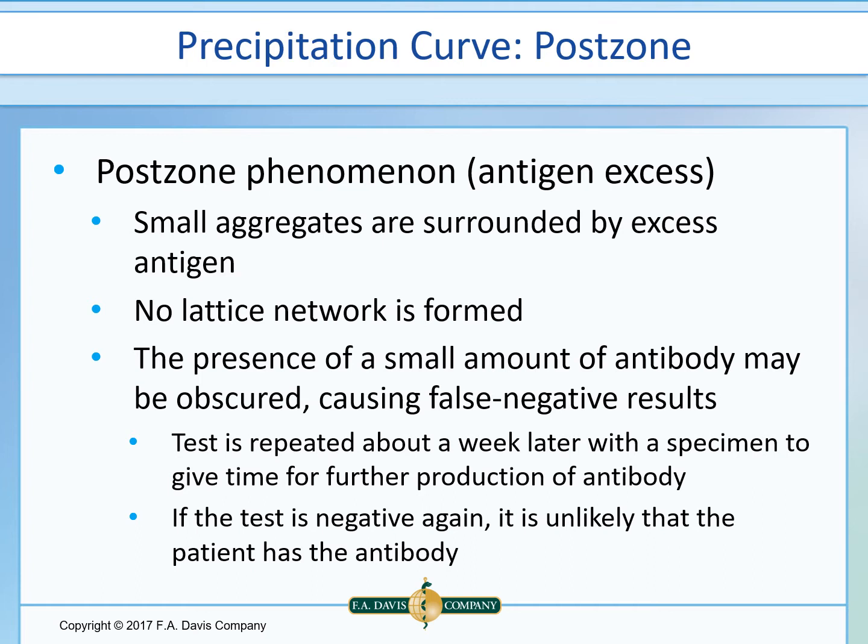In the post zone with excess antigen, this may obscure the presence of a small amount of antibody. Typically, a test would be repeated with an additional patient specimen taken a week later. The extra time would allow for further production of antibody in the patient, and if upon repeat the test is negative, then it's unlikely that the patient has that particular antibody.